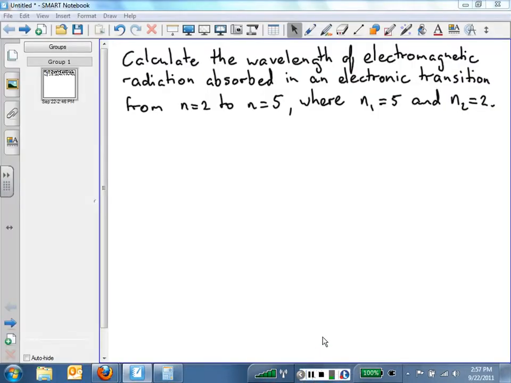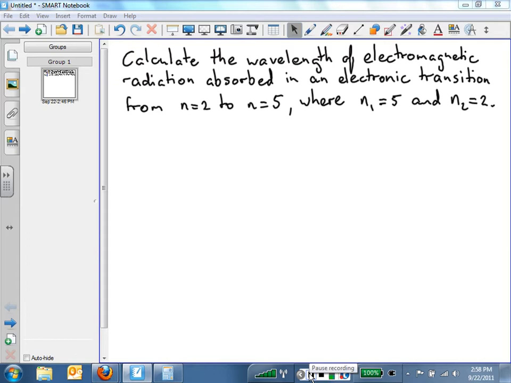Here is a question that you might come across in an exam or during your homework. It says calculate the wavelength of electromagnetic radiation absorbed in an electronic transition from n equals 2 to n equals 5, where n1 equals 5 and n2 equals 2. This is a relatively straightforward question.